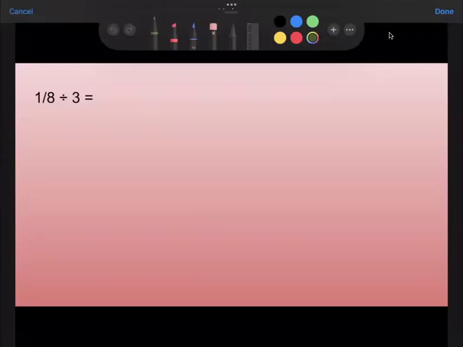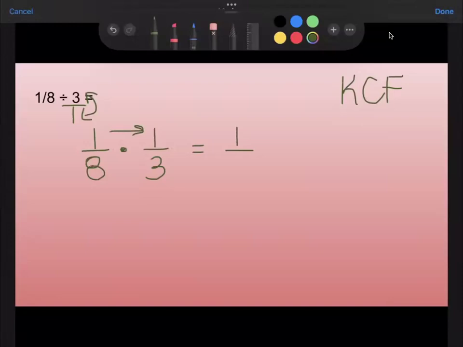Okay, here's our next one. We're going to take 1/8 and divide it by 3. So again, we're going to use keep, change, flip. I'm going to keep the 1/8 the same. I'm going to change from dividing to multiplication. And then I'm going to flip the 3 around, but first I need to make it a fraction. To make 3 a fraction, I would put it over 1 before I flip it around. So that becomes 1/3. 1 times 1 is 1, and 8 times 3 is 24. So the final answer here would be 1/24.